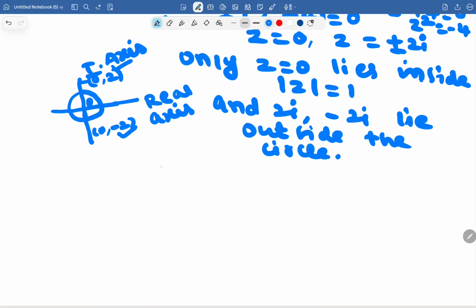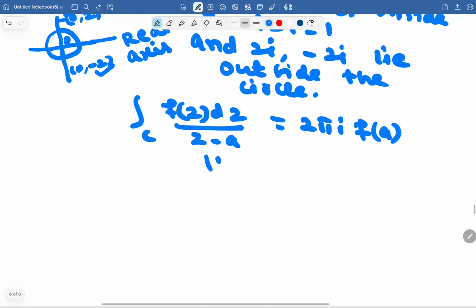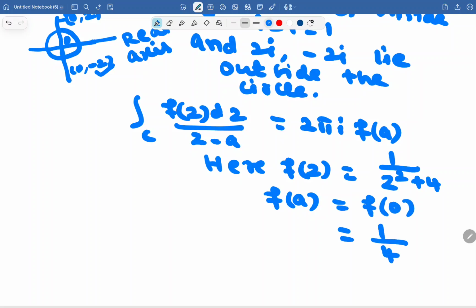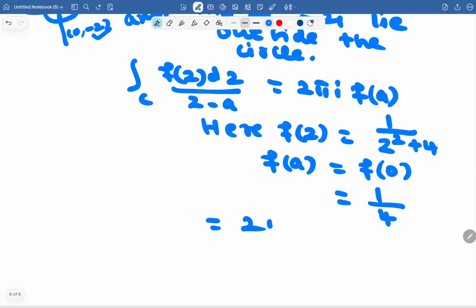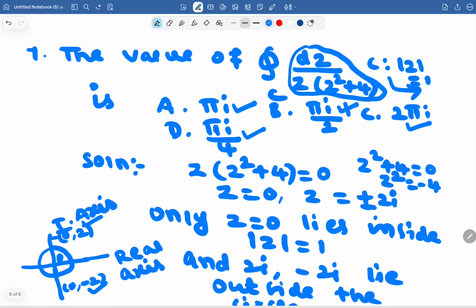What is Cauchy integral formula? Integral over C of f of z dz by z minus a equals 2 pi I into f of a. Here f of z is 1 by z square plus 4. What is f of a? f of 0 is 1 by 4. Therefore 2 pi I into 1 by 4, answer is pi I by 2. Pi I by 2 means option B is the correct option.